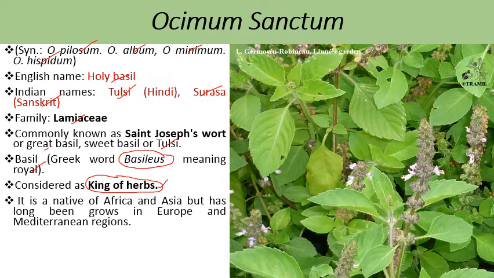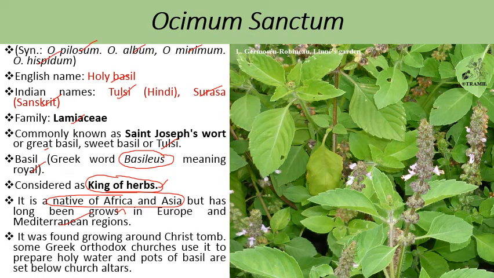It is a native of Africa and Asia, but has long been grown in Europe and Mediterranean region. So native है ये अफ्रीका और एशिया का, but यूरोप में भी इसे काफ़ी पुराने समय से ग्रो किया जा रहा है. Also found in Mediterranean region. It was found growing around the Christ tomb, जो क्राइस्ट की टॉम्ब है उसके चारों तरफ ये ग्रो की हुई देखी गई है. And some Greek Orthodox churches use it to prepare holy water. So holy water प्रिपेयर करने के लिए इसे यूज़ करते हैं. And pots of basil are set below church altars. So altars are the tables जिनके नीचे इसे ग्रो किया जाता है पॉट्स में.